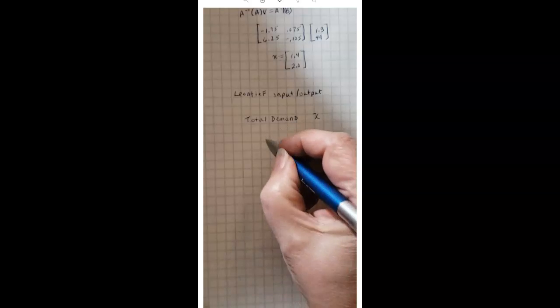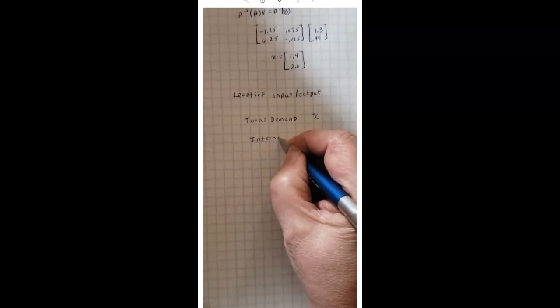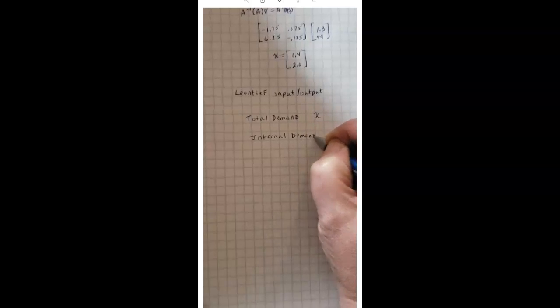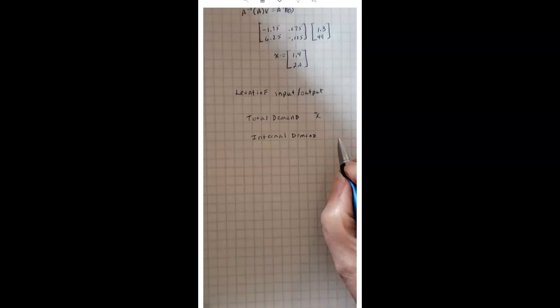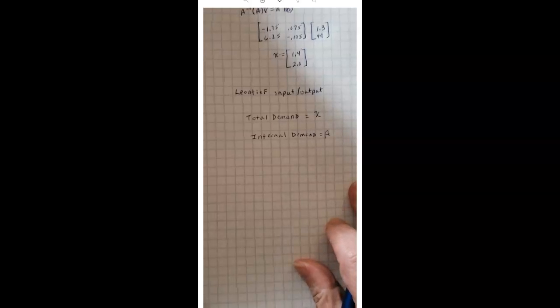Okay, so there is what we call an internal demand. And that's going to be put in the form of a matrix. And that internal demand is going to be called A as a matrix. Okay.